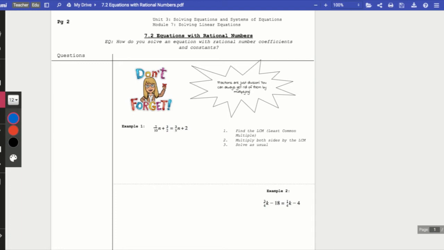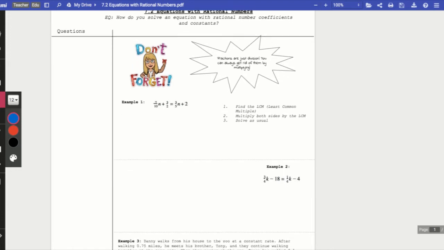Fractions are just dividing. So for example, if we look at example 1, this is just the number 7 divided by 10 n plus the number 3 divided by 2, which is equal to 3 divided by 5 n plus 2. I know that seems complex, but remember we have a way of getting rid of division, right? The opposite of division is multiplication. So if we want to get rid of fractions, we just multiply.